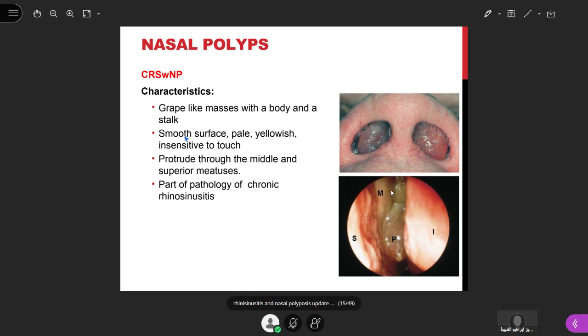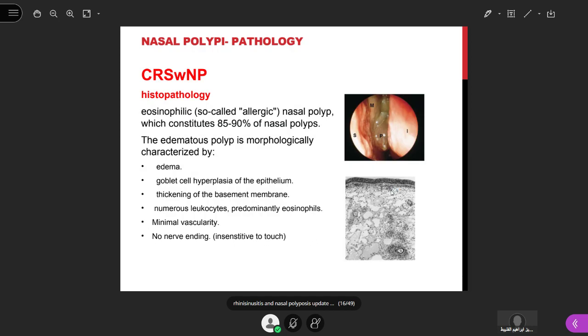It's again the same description: grape-like mass, smooth surface, pale and yellowish, insensitive to touch, protruding through the middle meatus. It is part of chronic rhinosinusitis. Histopathologically, usually it's called allergic because of the eosinophilic presence, constituting 90% of nasal polyposis. Usually there is edema, goblet cell hyperplasia of the epithelium, thickening of the basement membrane, numerous leukocytes, minimal vascularity, no nerve endings. That's why it's insensitive to touch.